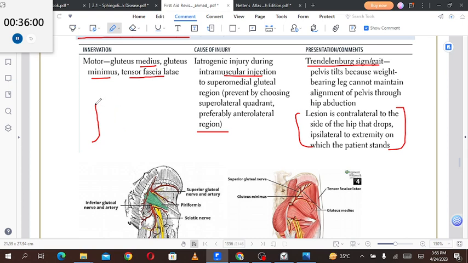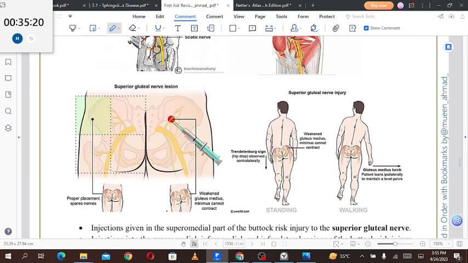So what happens is that, suppose this is a normal posture of the leg, and this pelvis over here has dropped down. So this pelvis will move down. This is a very bad picture, but remember that when the person is standing on the affected side, the opposite pelvis will drop down, and that is why they say the lesion is contralateral to the side of hip that drops. So if the right side of the person is dropping down, the lesion is on the left side. Remember this.